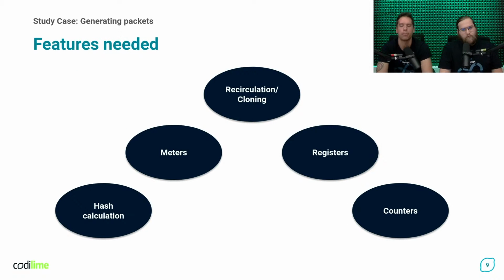Okay, so let's talk about specifics of that. We need some features to make this a reality. The most important set of features is recirculation and cloning. Because P4 is inherently an event-based architecture, there is no possibility of running a so-called while loop and just sending these packets in a continuous way. This is why we hack that somehow by using recirculation and cloning.